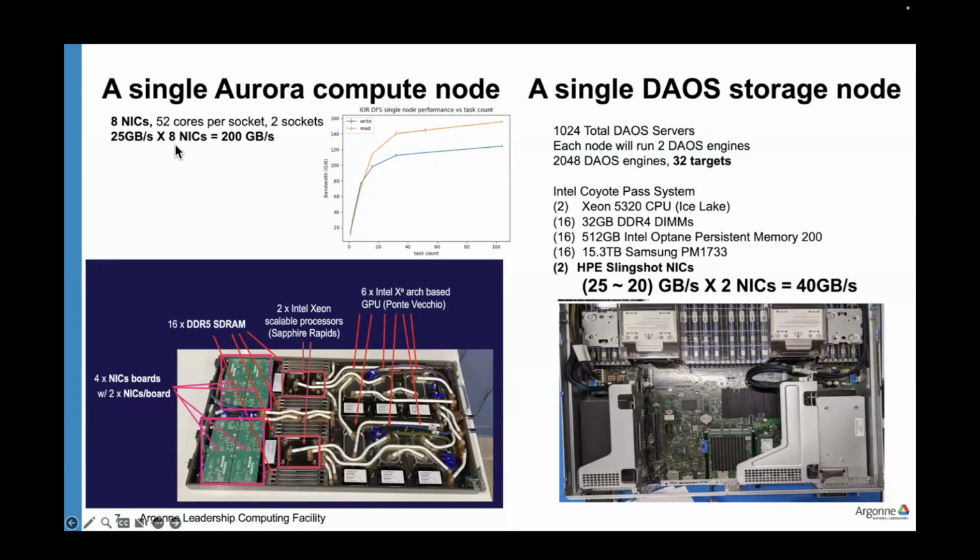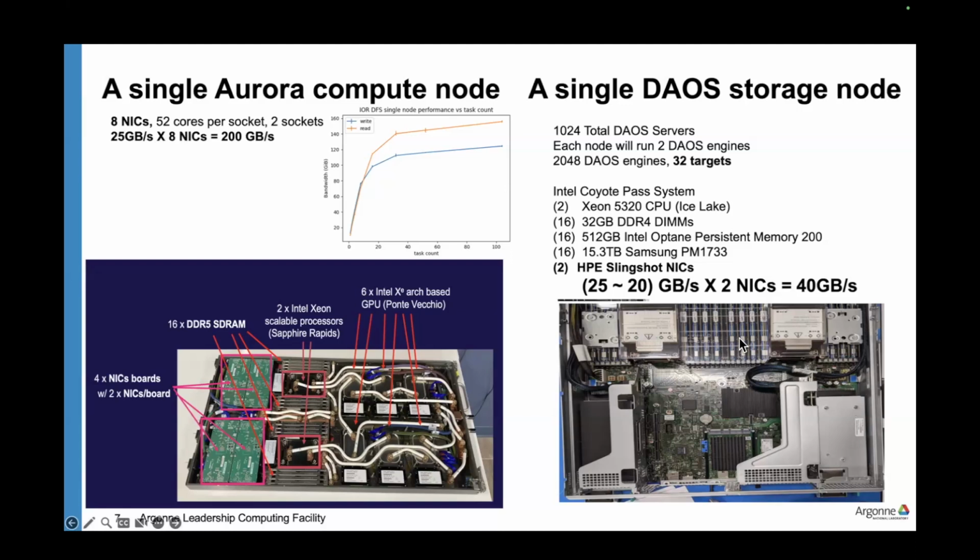But you can see that with 8 NICs, each NIC delivering 25 gigabytes per second can deliver up to 200 gigabytes per second. And we see that in just one node, you just need around 20 to 32 ranks per node to reach the peak performance.